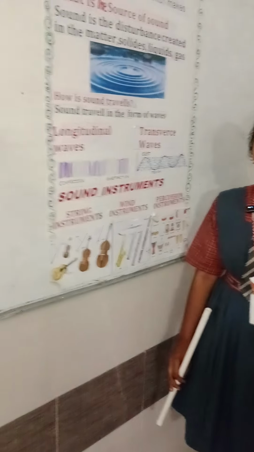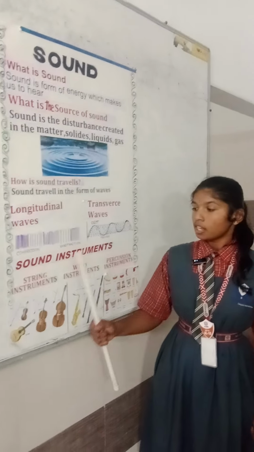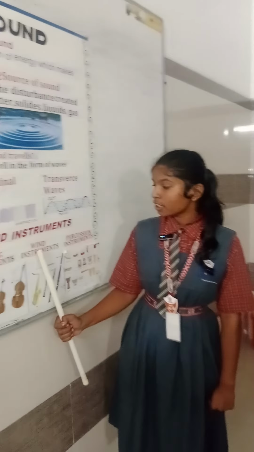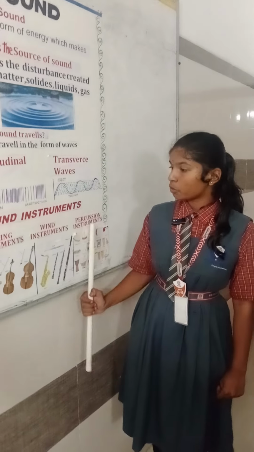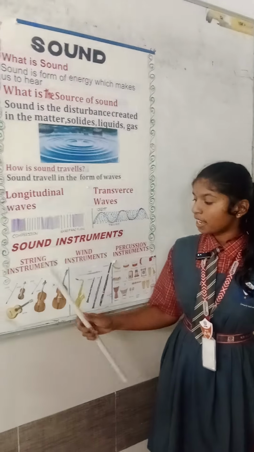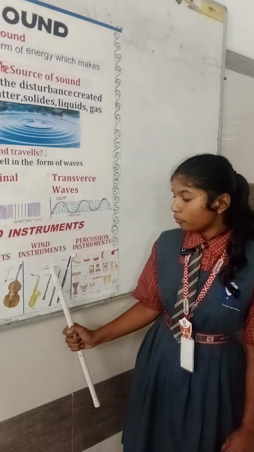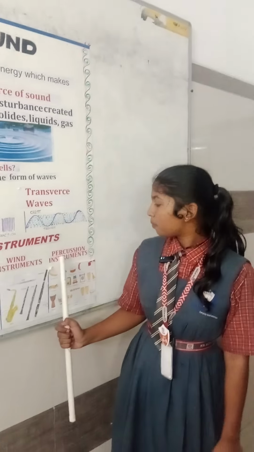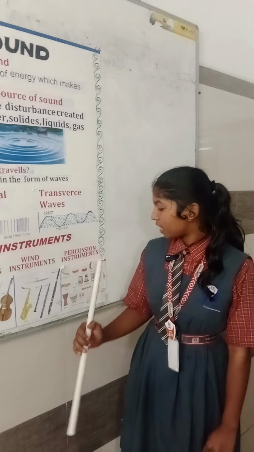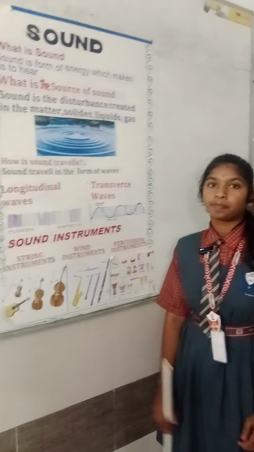Now I am going to explain about sound instruments: string instruments, wind instruments, percussion instruments. String instruments, example: guitar, bass. Wind instruments, example: flute, tenor. Percussion instruments, example: drum, bass drum.